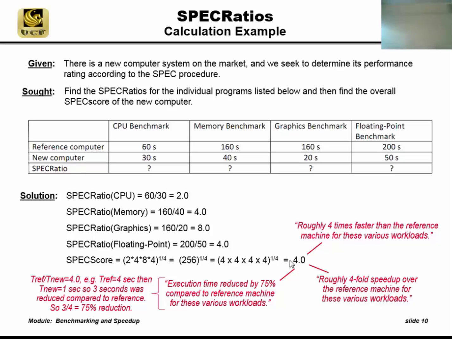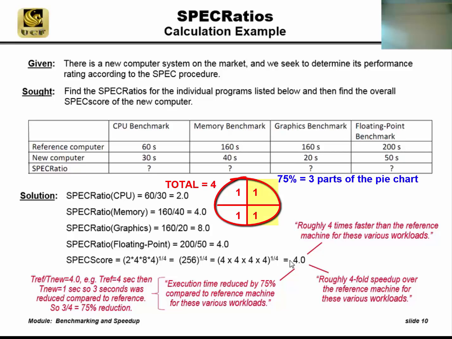Because, try some numbers. A spec score of 4 means that the time of the reference divided by the time new, by definition of spec score, is 4. So suppose the reference time was 4. What does the customer want to get it down to? 1, because reducing by 75%, right? Here's a pie chart. It took 1, 1, 1, 1, and the total time is 4. He wants that to go away, that to go away, that to go away, so it's reducing it by 75%. So the new time has to be 1.